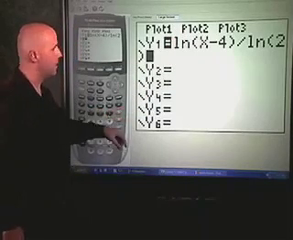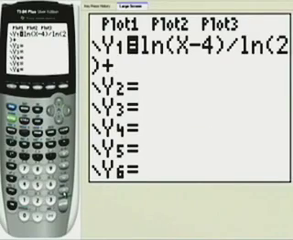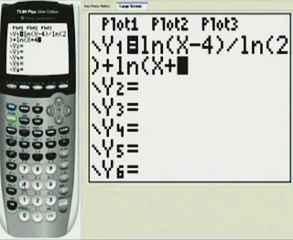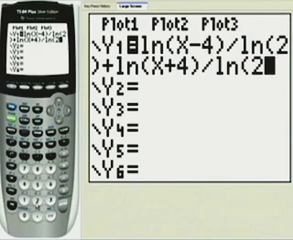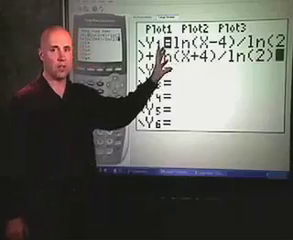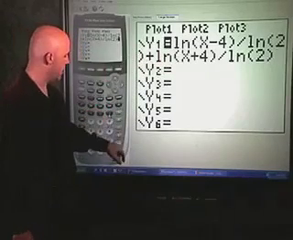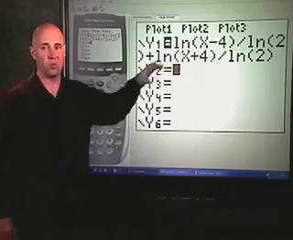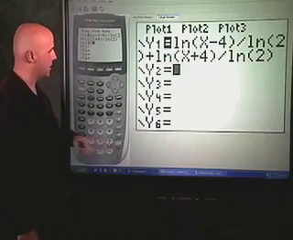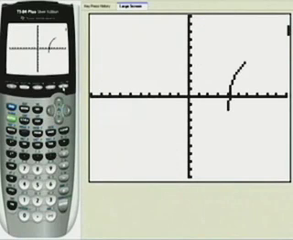We also have to add in the second part, which is log base 2 of x plus 4. Again, using our change of base formula, we'll use the natural log of x plus 4. And again, dividing by the natural log of 2. Now, when dealing with logs, make sure that you're careful about closing your parentheses so that you're not doing any implied operations. So that's our left side of the equation. We'll hit enter. In y2, we're going to enter the right side, which is just the constant 3. We're going to graph that using our standard viewing window.